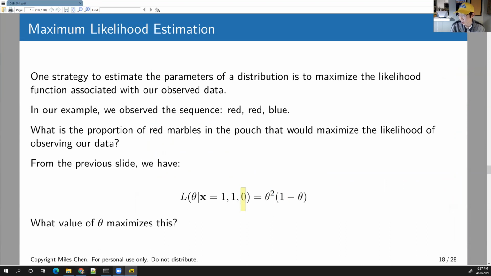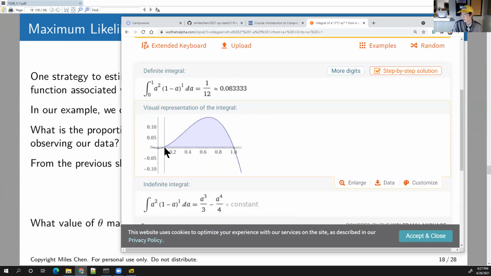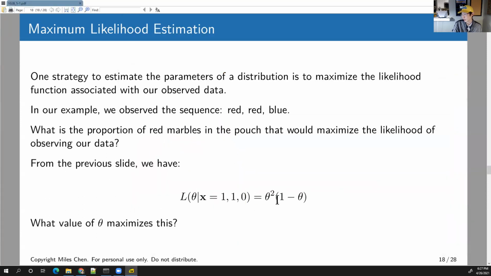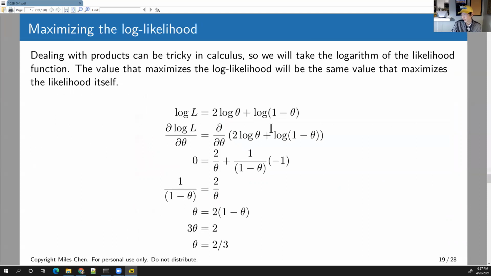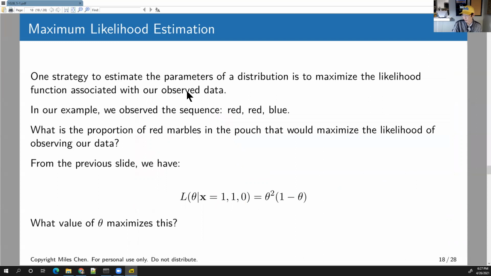If theta were very low, if the probability of getting a red marble is very low, the probability of getting this exact outcome is also very low because we happen to get 2 red of them, right? So if only 1% of the pouch is red, it's very unlikely that you draw 2 red marbles out of it. All right. So anyway, when you try to deal with the derivative of this, it gets to be a headache, right? Like you have to deal with product rule and all sorts of stuff.